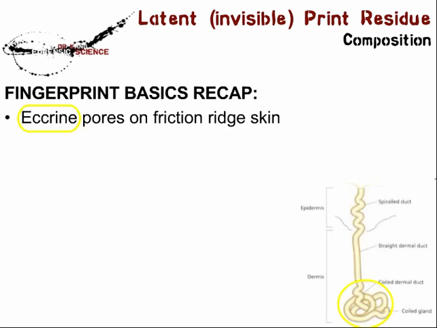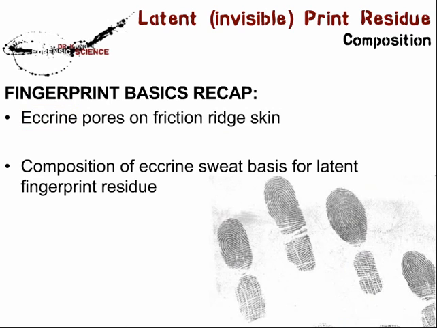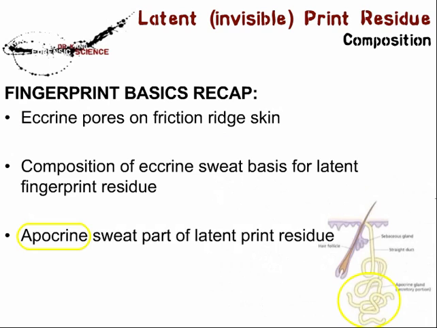These small sweat glands, called eccrine, make a watery type of sweat which is deposited onto the skin surface, and the composition of the eccrine sweat forms the basis for latent fingerprint residue. Another type of sweat gland, called apocrine, is on other parts of the body and secretes a more oily sweat. This can become part of the latent print residue if the person touches skin with apocrine sweat glands.